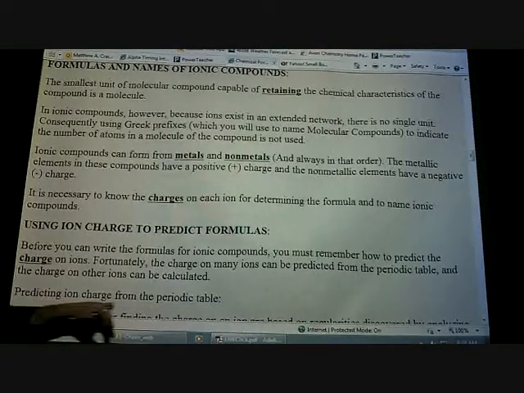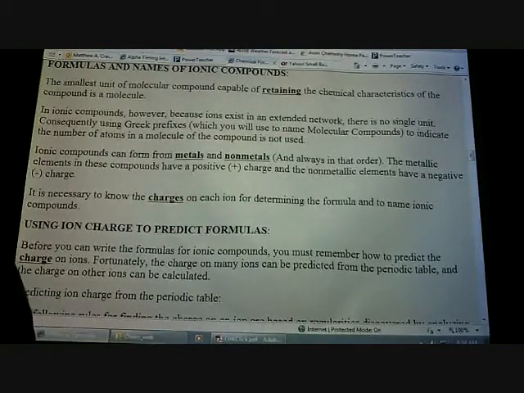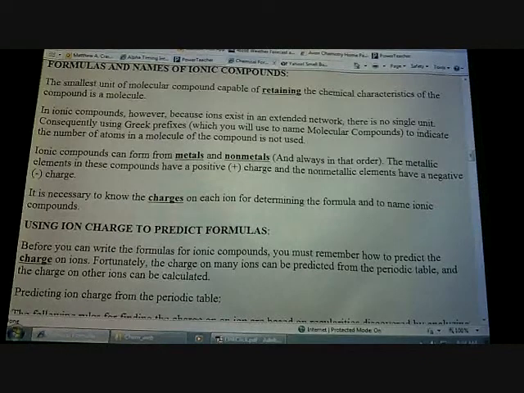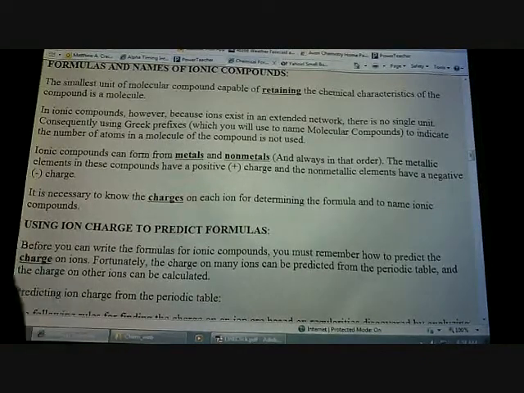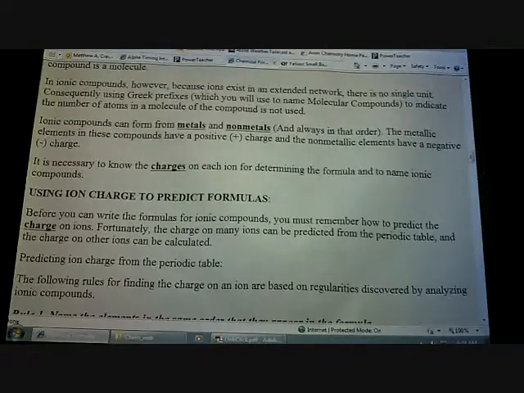And predicting the ion charge from the periodic table, if you're looking at a metal, say in group 1A, what do you think the charges for those are? 1. Why? It's in group 1A. It has 1 valence electron, so it's easier to lose that 1 than gain 7 more. Good. And we'll use that information to help us determine the charges.